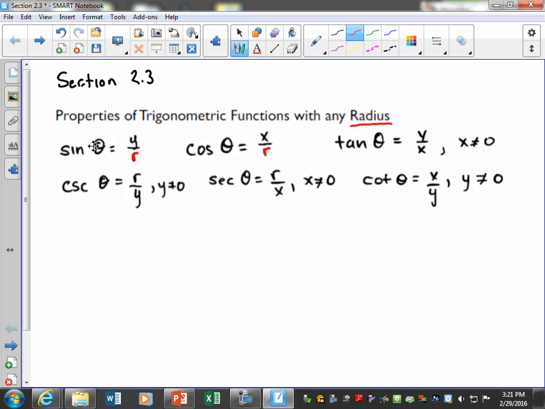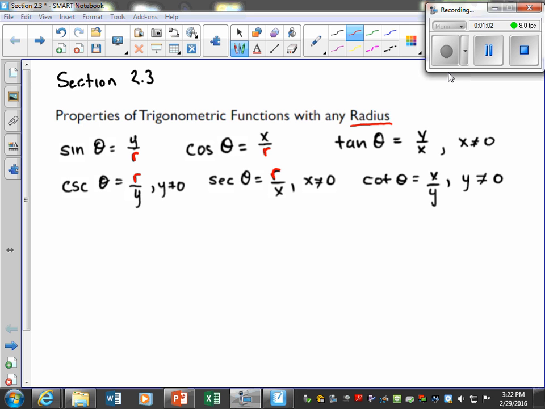this one's the reciprocal of sine, so the only thing that changes, instead of being 1 over y, it's r over y. And instead of being 1 over x, it's r over x. So we'll write that down. So pause the video and write that down. That's with any given radius.